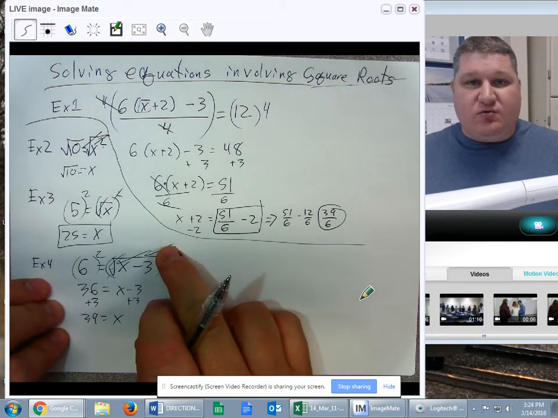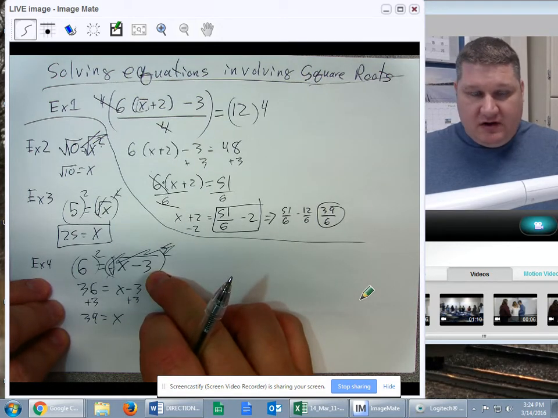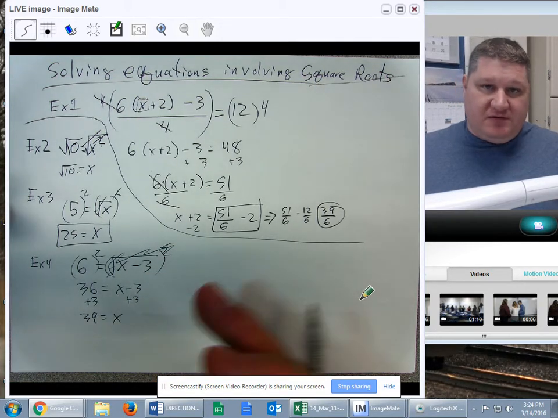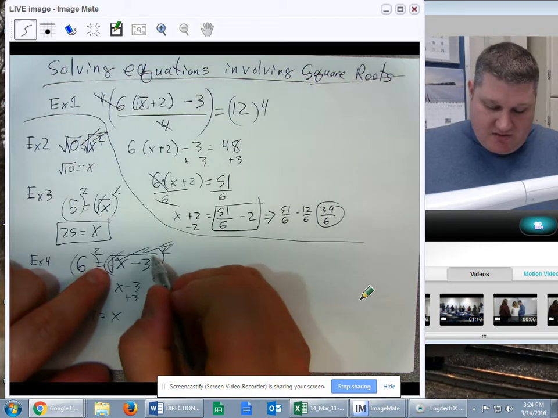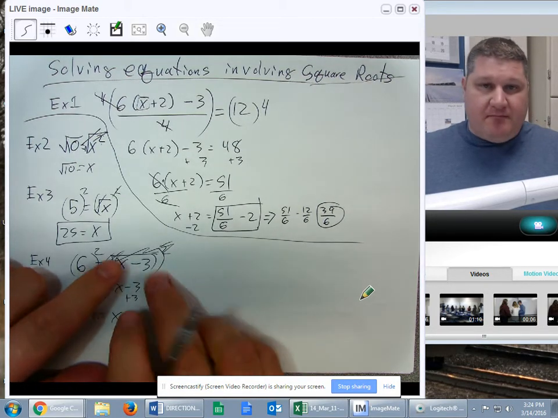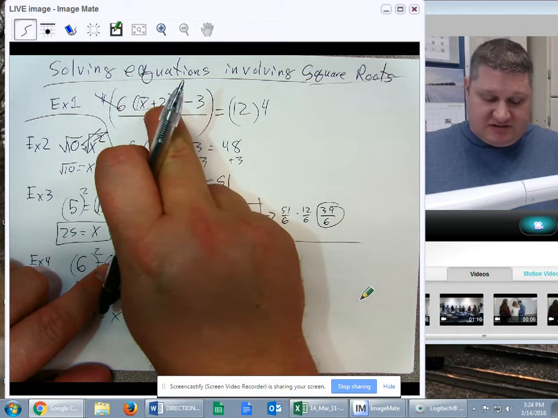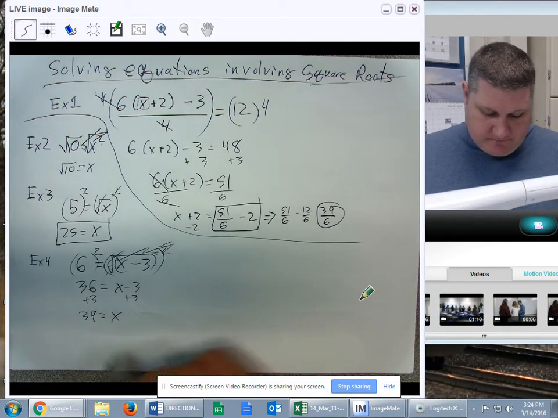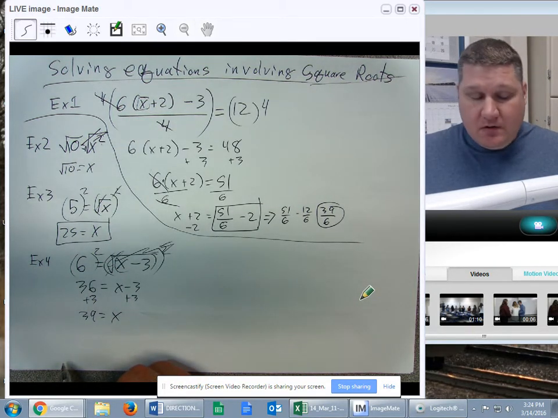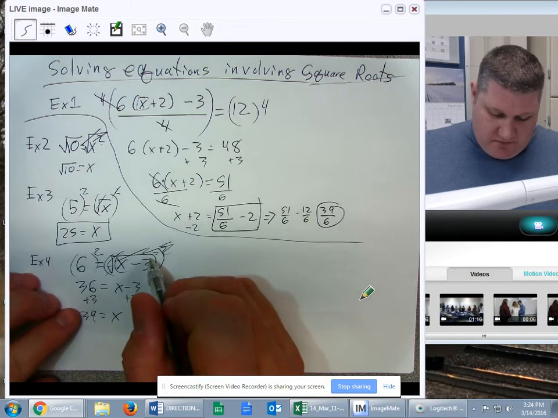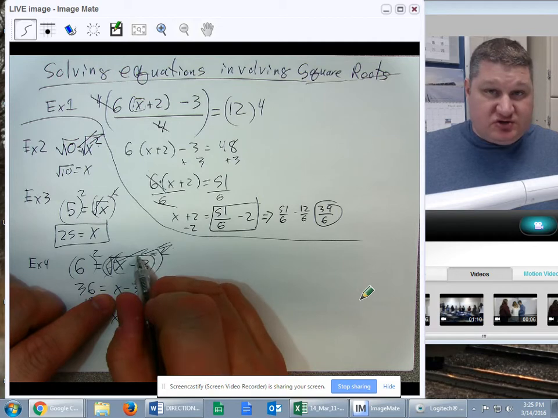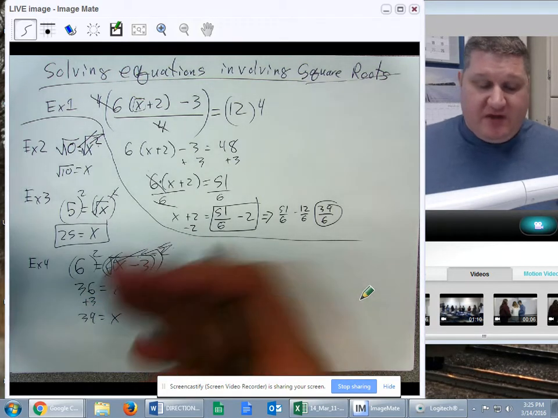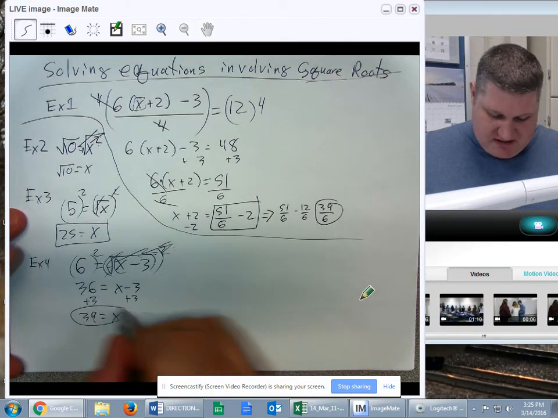Now, how come I squared it before I added 3? Well, parentheses, exponents, multiplication, division, addition, subtraction. The square root keeps it all combined just like it's a set of parentheses. Okay, so you get rid of a square root, keeps it all combined. Then once that square root is gone, it's just like the parentheses being gone. You add 3 to both sides, no big deal.